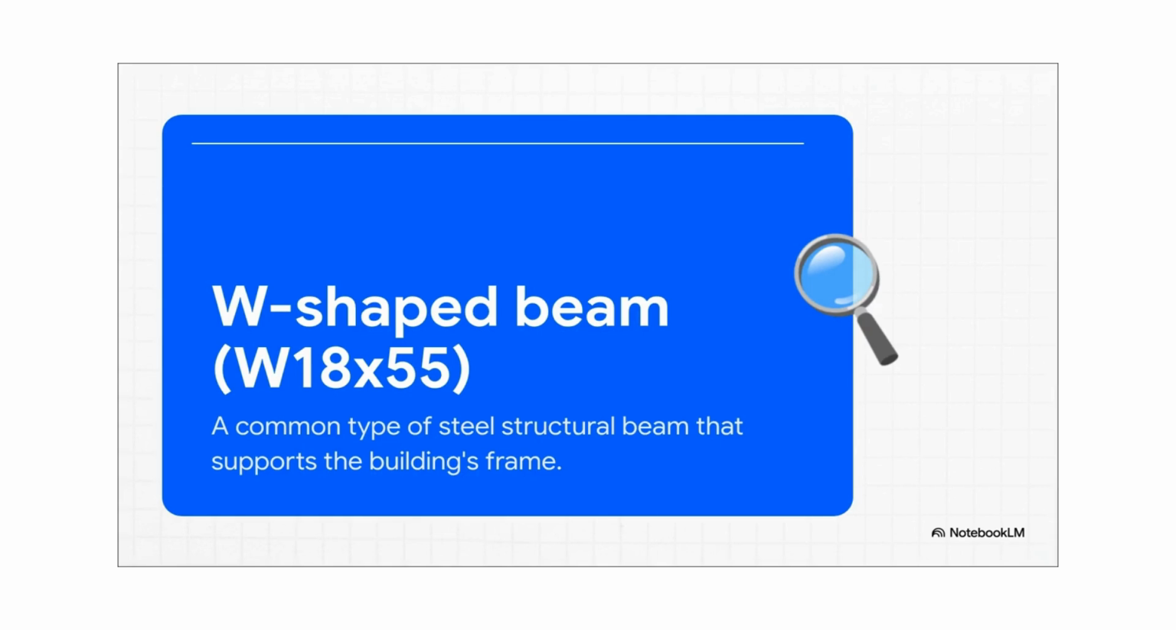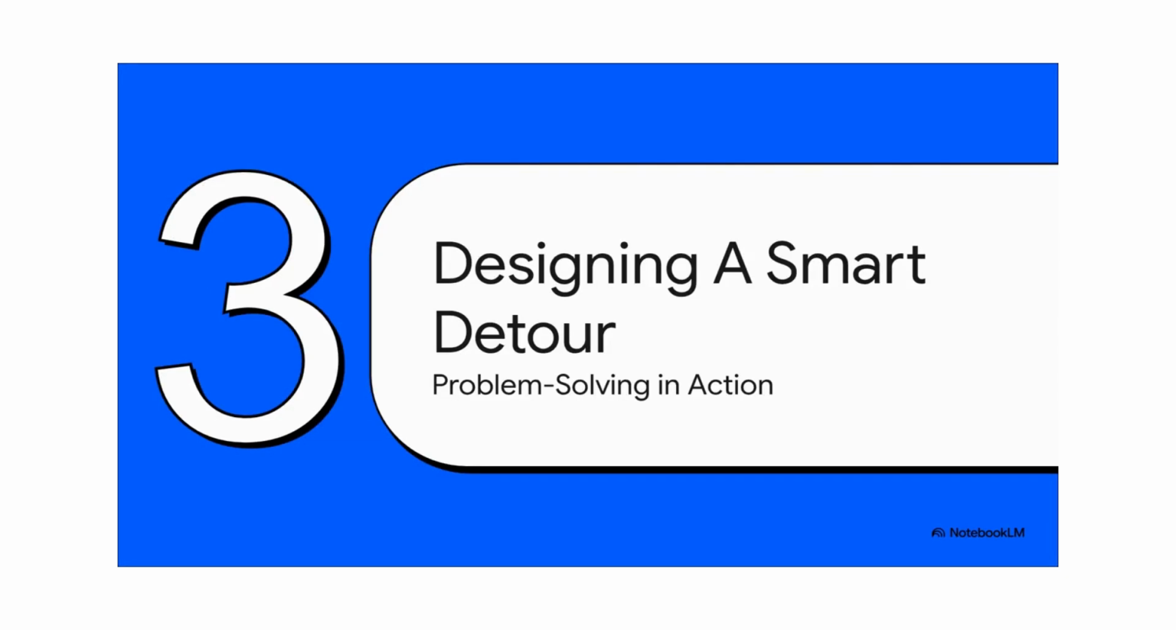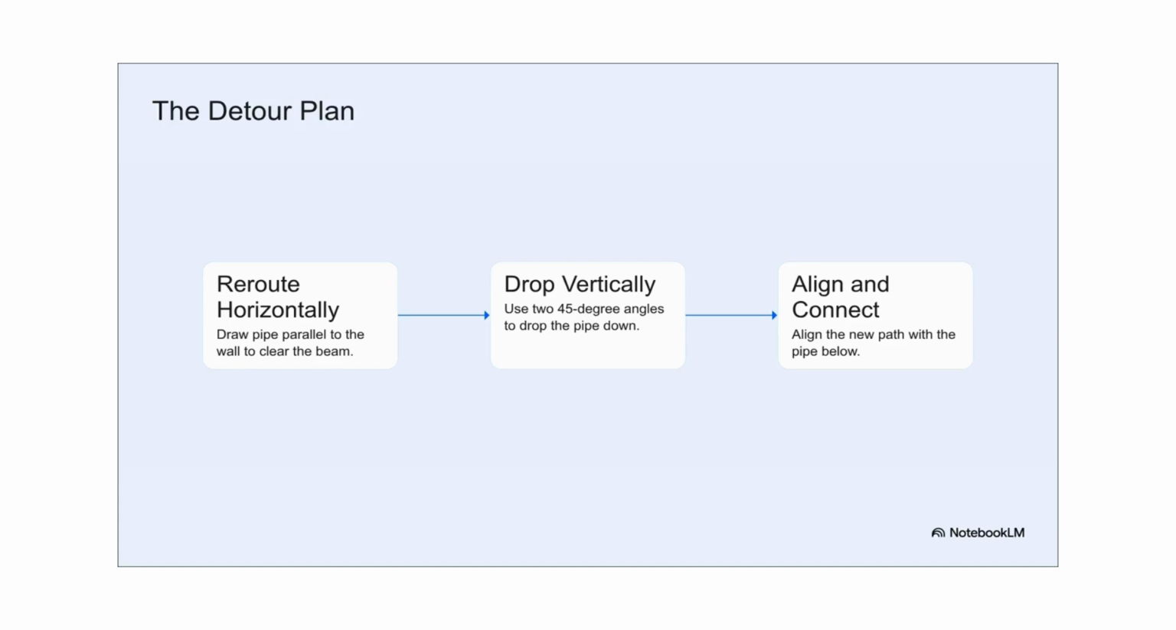It has to adapt. So, the puzzle is set. How do you get around an object that you cannot move? This is where the real design work, the real problem solving, begins. And the solution is actually pretty elegant. First, the designer reroutes the pipe horizontally, right? Just enough to clear the beam's width. Then, using 2 really precise angles, they create this vertical offset to drop the pipe down and align it perfectly with the connection point below. It's a neat little maneuver.